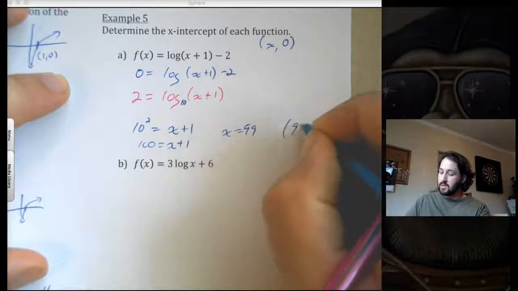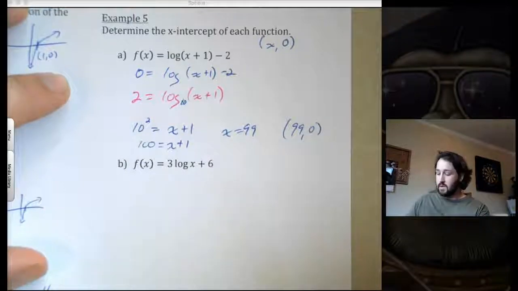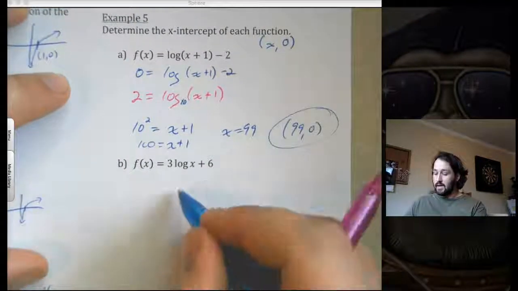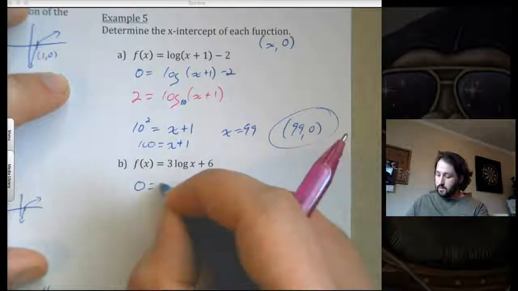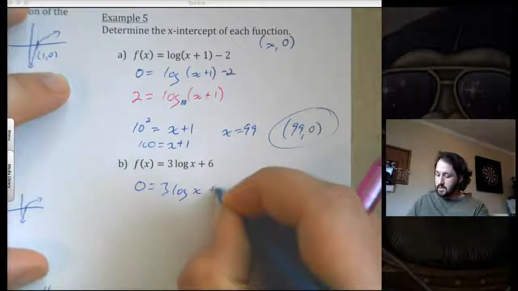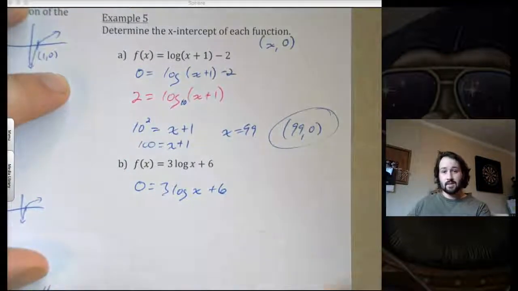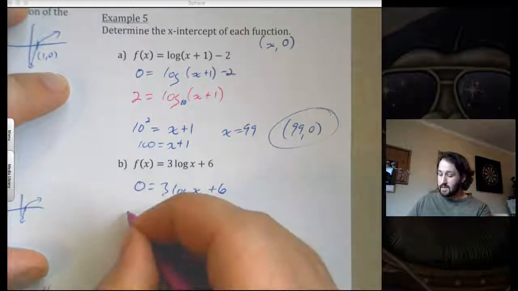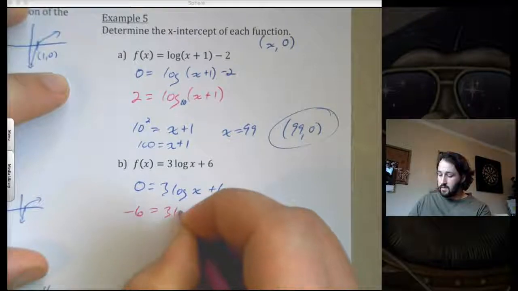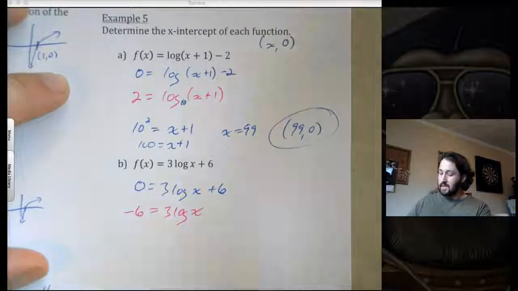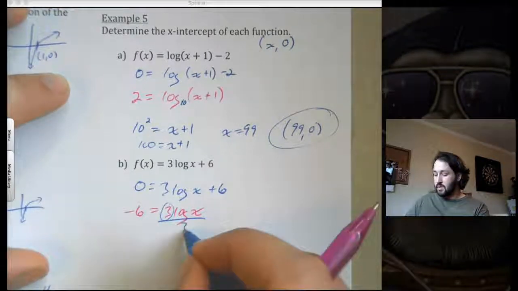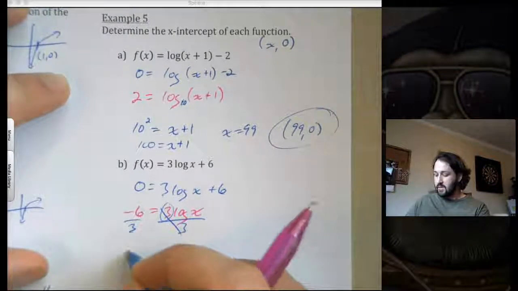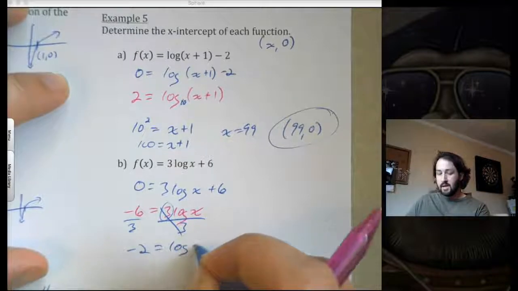So my x-intercept then would be (99, 0). Here, again, for the x-intercept, the y value is going to be 0. So 0 equals 3 log of x plus 6. I would subtract that 6 to the other side first. So minus the 6, negative 6 equals 3 log of x. Then I can divide by that 3 since that 3 is outside my log. So divided by 3 on both sides, I have negative 2 equals log of x.